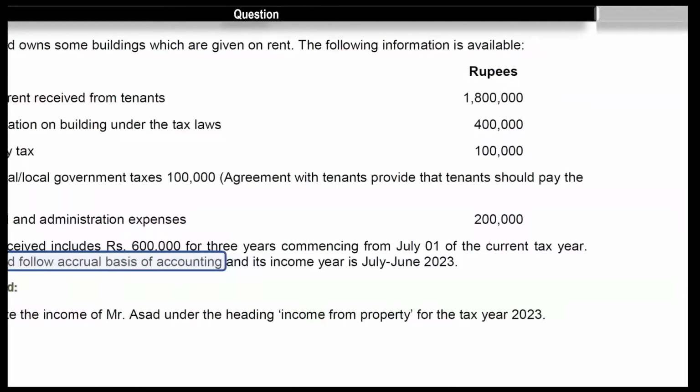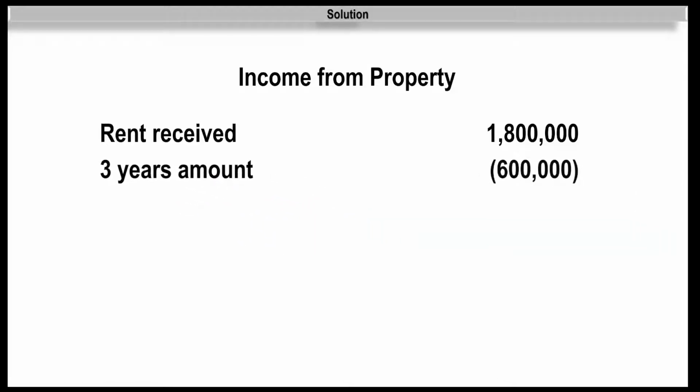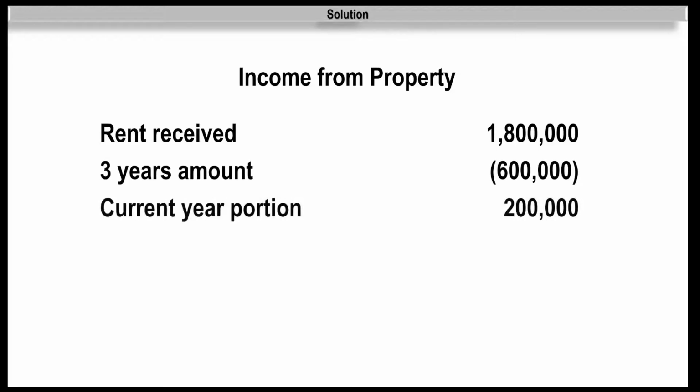Let's solve it. 3 years amount is rupees 600,000. If we want to work out 1 year amount, simply divide it by 3. So each year amount comes to rupees 200,000. While using accrual basis, only current year's amount will be included in taxable income. Therefore only 200,000 out of total 600,000 will be part of property income. First deduct rupees 600,000 from total rent received. Then add back current year portion of 200,000.